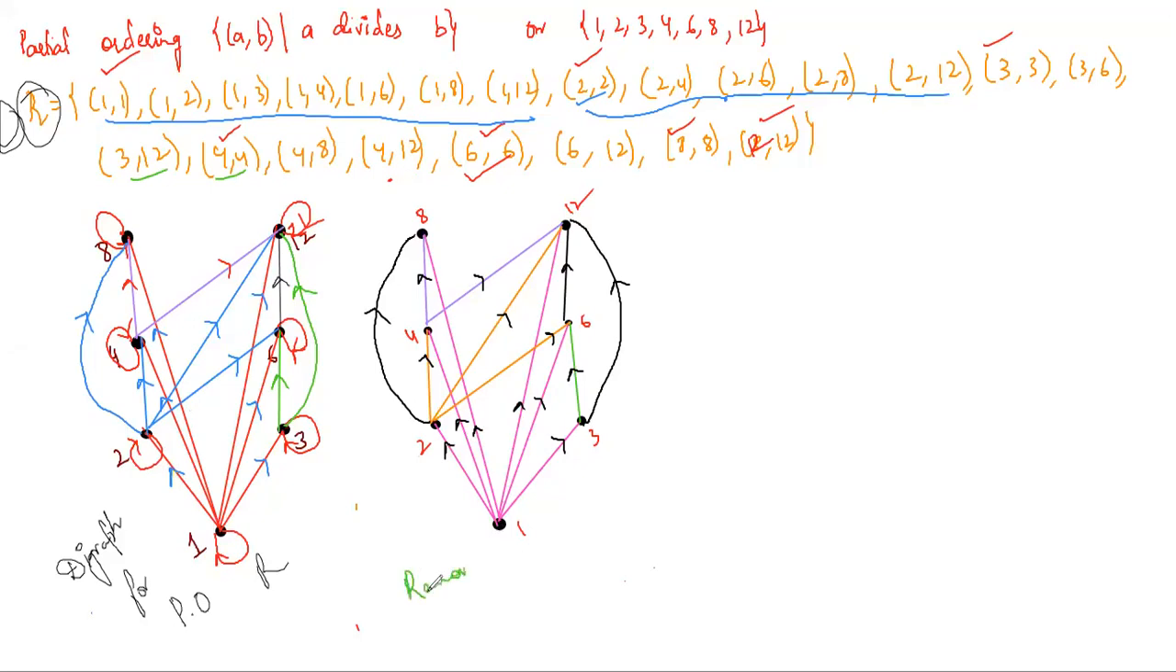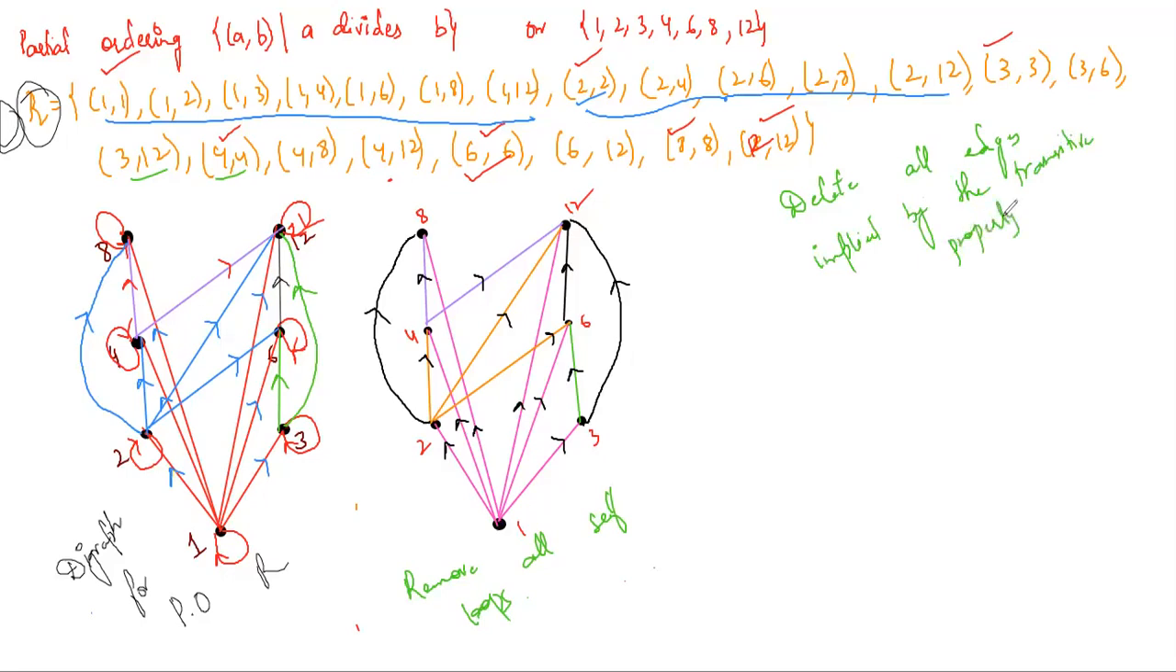Remove all self loops. After that, the third step is to delete all the edges implied by the transitive property. That means if we have 1, 2 and 2, 4, we don't need this 1, 4 edge.